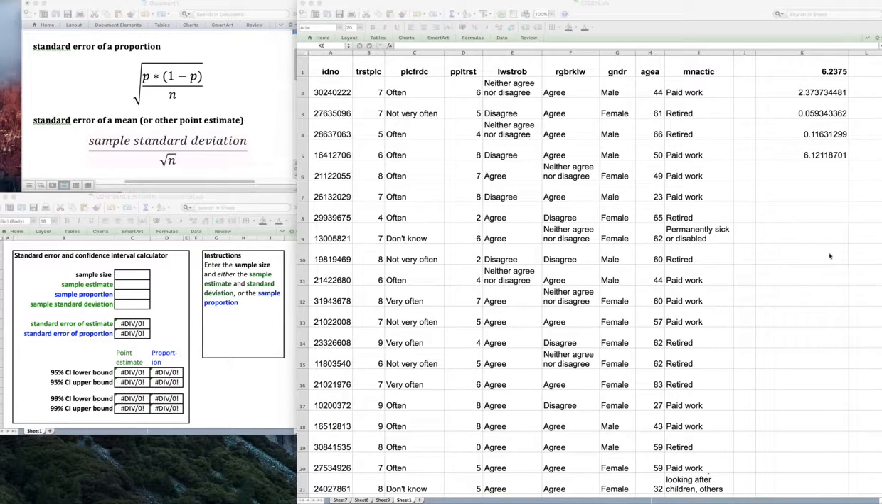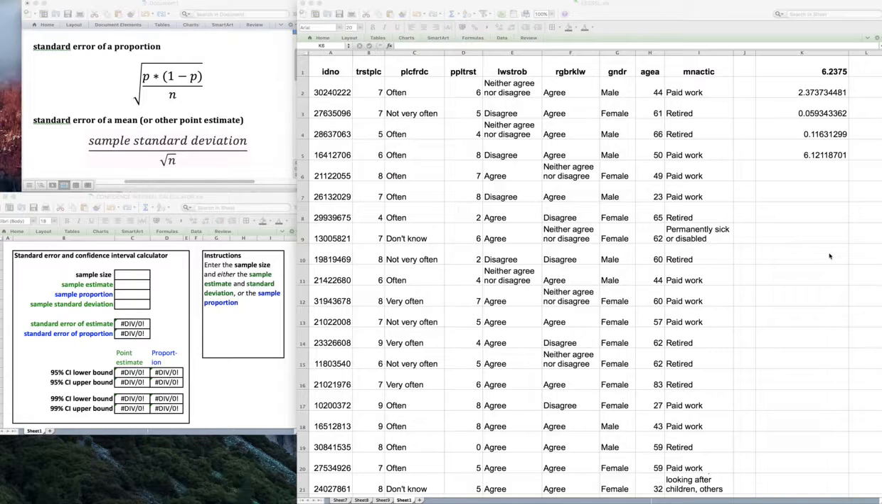I prepared a summary on A4 of how to calculate confidence intervals for proportions, which you use for categorical variables, and for point estimates, which you use for continuous variables. And I've uploaded that to Learn. This video just shows how to do the calculations in Excel and also how to use the confidence interval calculator, which is a little Excel gizmo that I've uploaded to Learn.